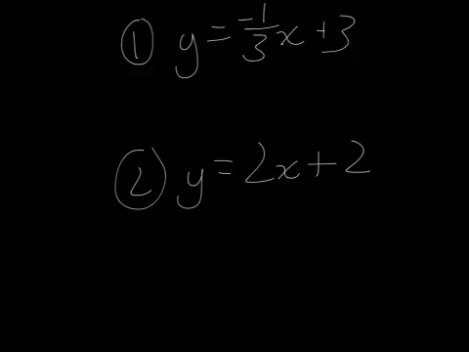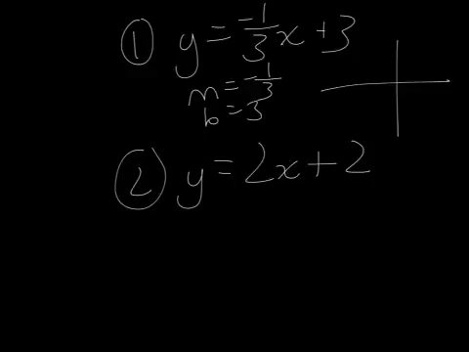So for our first one, we should have m equal negative 1/3 and b equal 3. Note that the slope here is negative, so that means that we should be going downward from left to right. We're going to go up to 3, then we're going to fall 1 and run 1, 2, 3. So it's going to be the equation there.